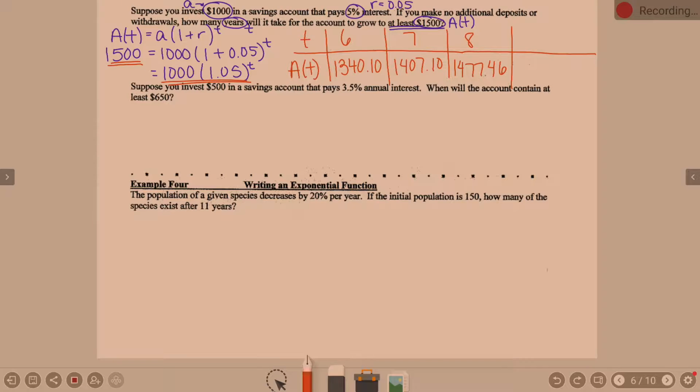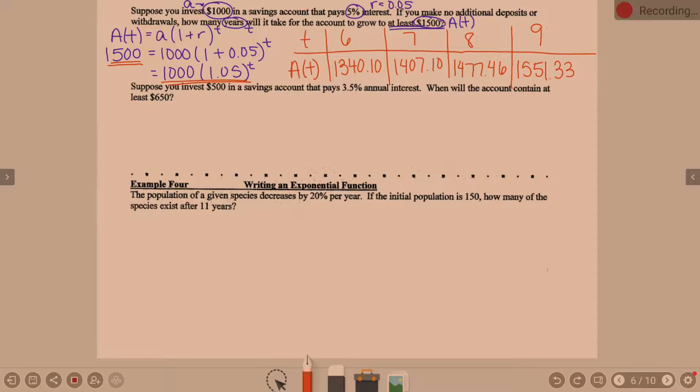$1,477.46 is what I wrote down, officially. Honestly, at this point, does it matter whether we say 45 or 46 cents? No. Okay, am I there yet? No. Okay, so try 9. At 9, $1,551.33.